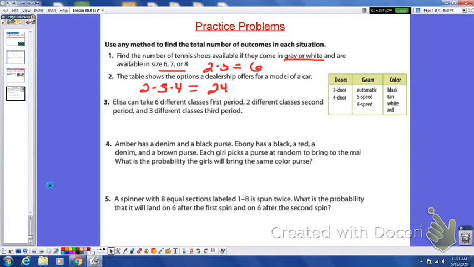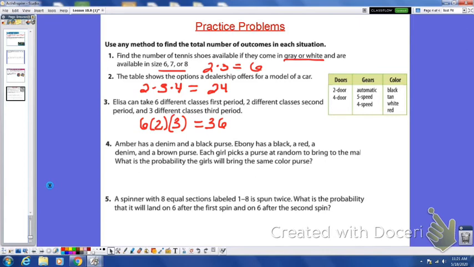And then number 3, Elisa can take 6 different classes first period, 2 different classes second period, and 3 different classes third period. So we want to figure out how many different schedules she could end up with. So we have 6 possibilities for first period, times 2 possibilities for second period, times 3 possibilities for third period. So 6 times 2 times 3 gives us 36 possible schedules.